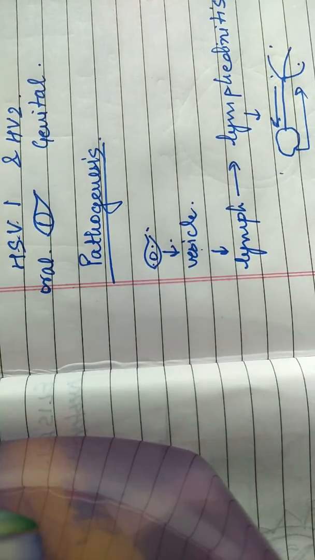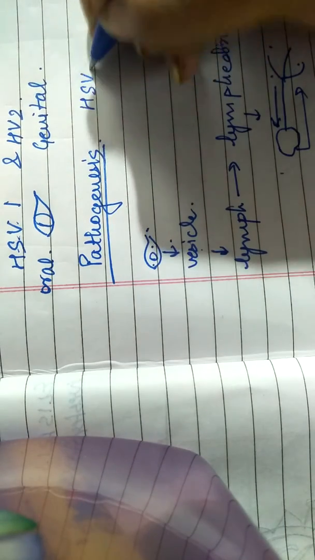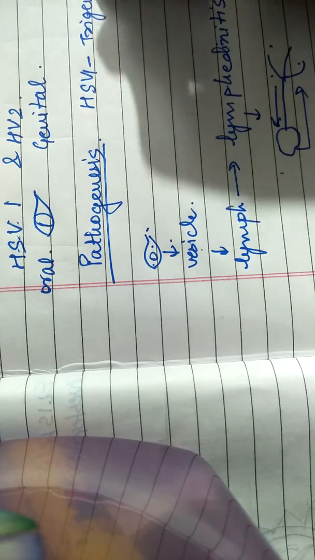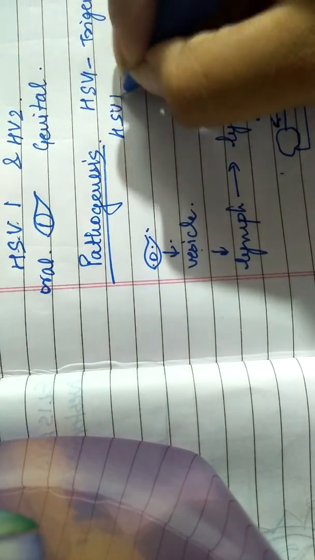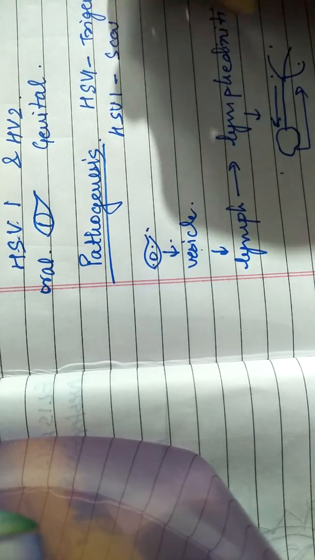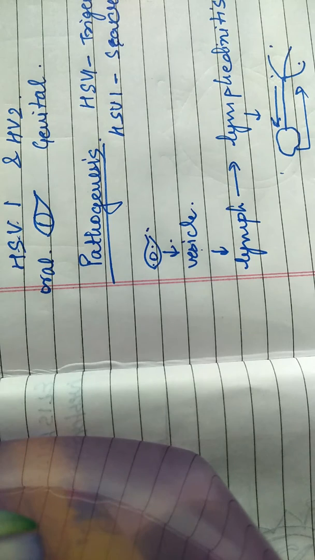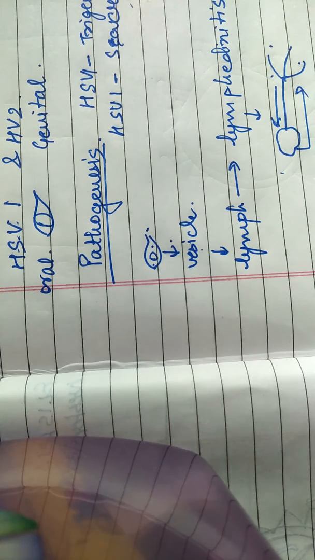It most commonly settles within the neurons in ganglia. HSV1 is in the trigeminal ganglia, and HSV2 is in the sacral root ganglia. So this also is one differentiating feature between these two.